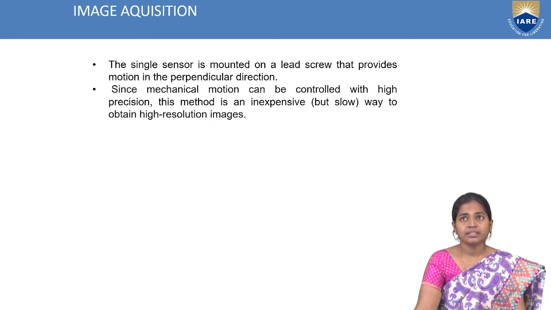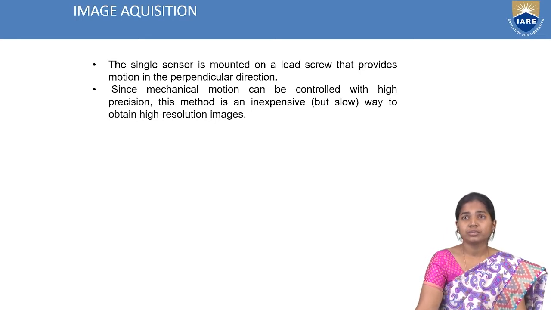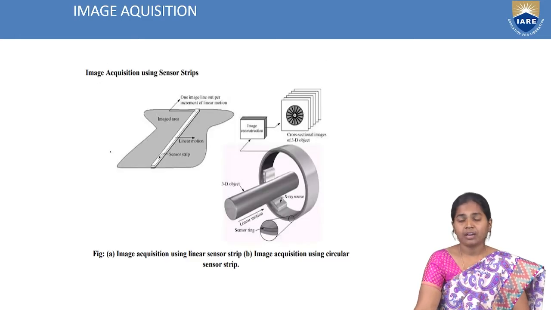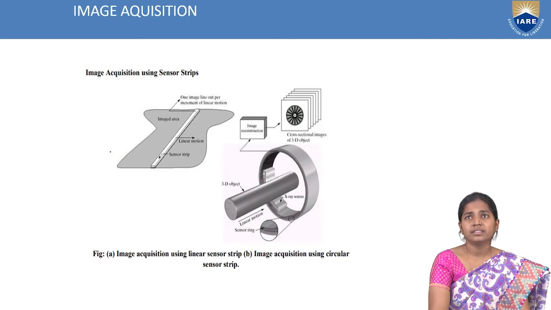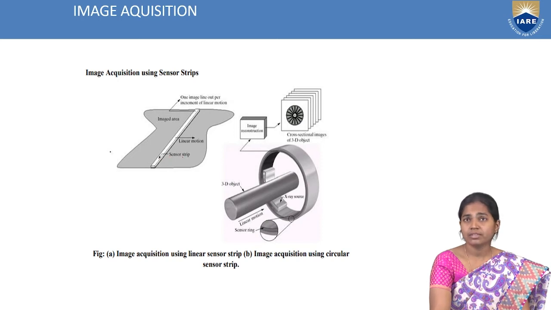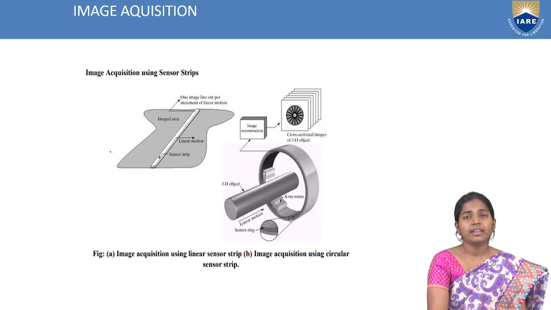Here, the single sensor is mounted on a lead screw that provides the motion in a perpendicular direction. Observe in this image acquisition using a sensor strip. Here we are using the linear motion strip. This linear motion, it linearly rotates, and sensor strip means when light falls on the sensor, it gives linear motion.